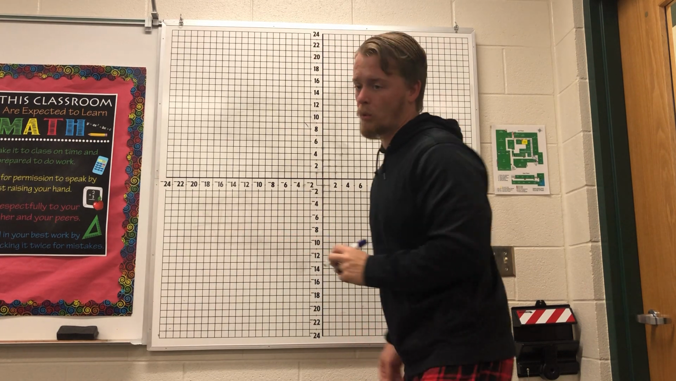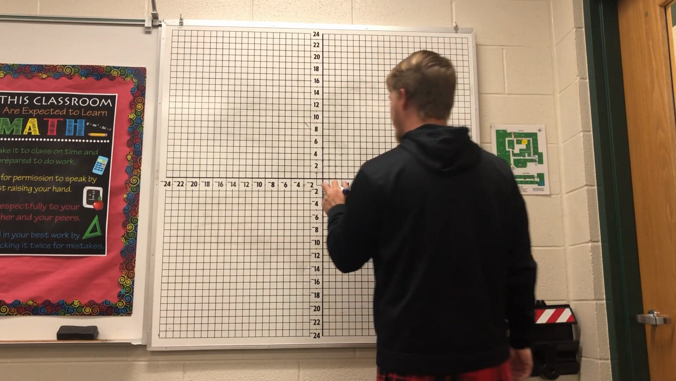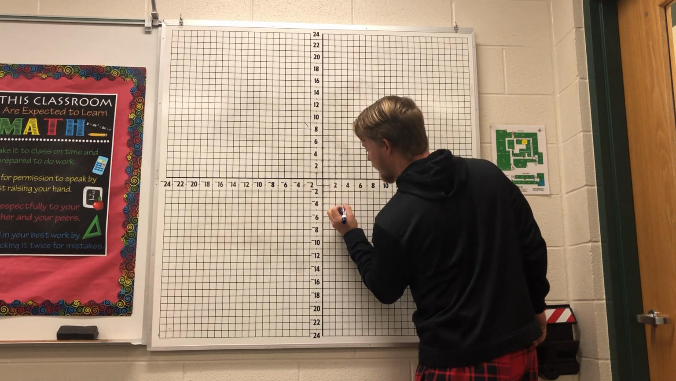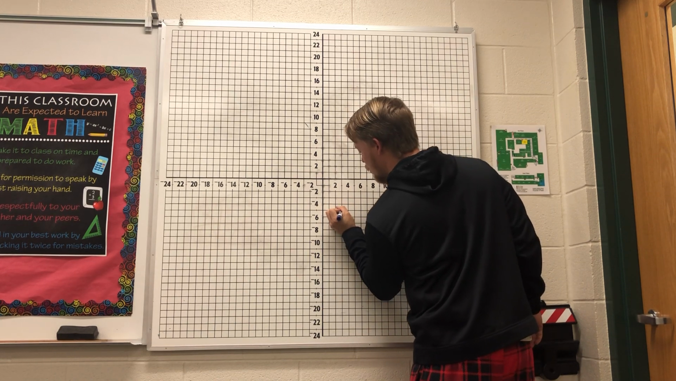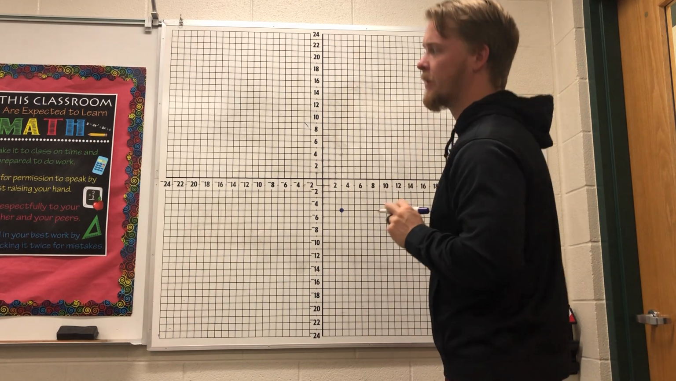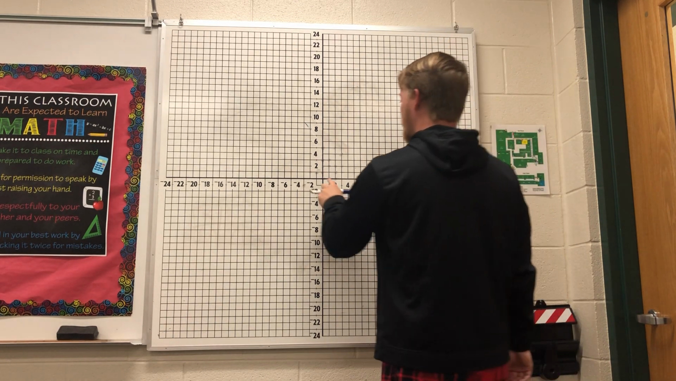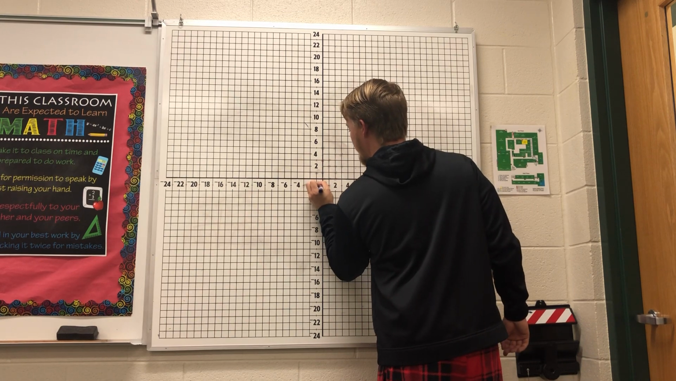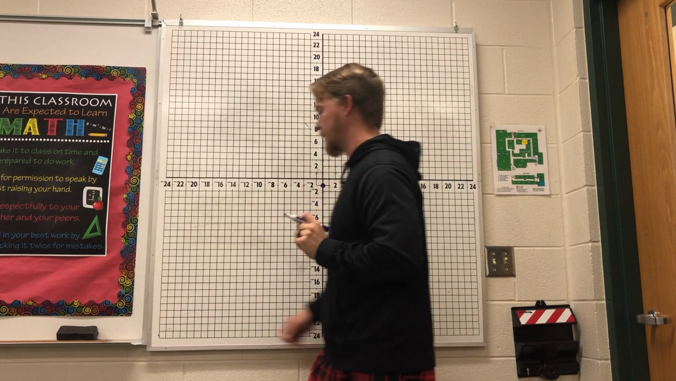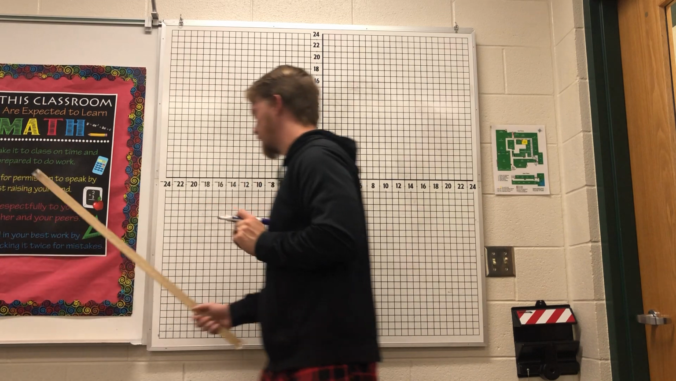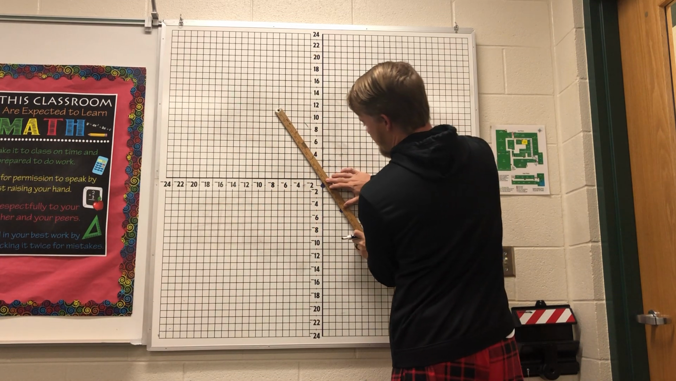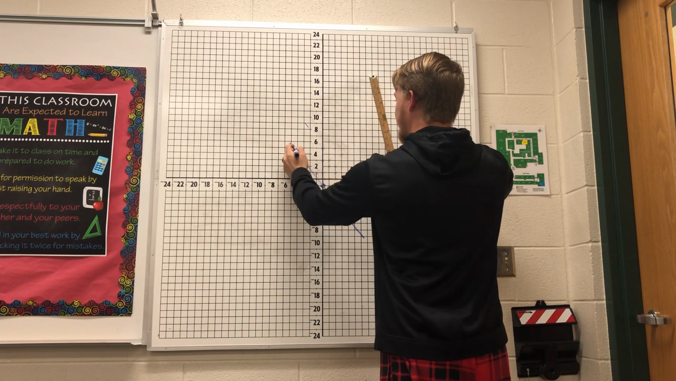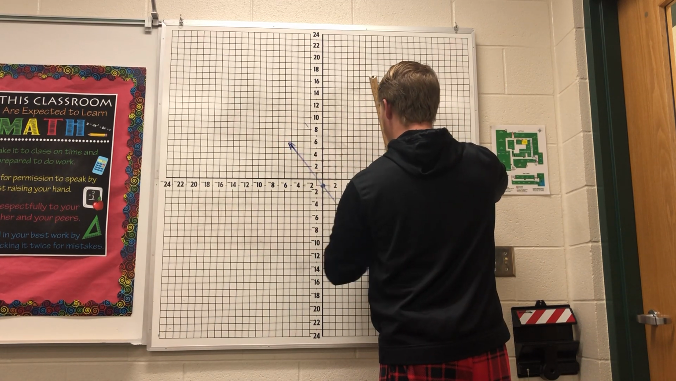The second points are 3, -5. So right 3 down to -5, right there. And then 0, -1. 0, -1, right there. All right, so I'll draw my line through this. So now this is the line we're going to come up with the equation for.